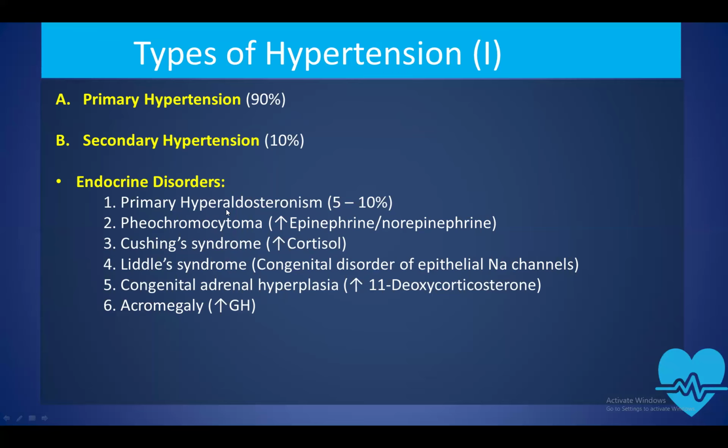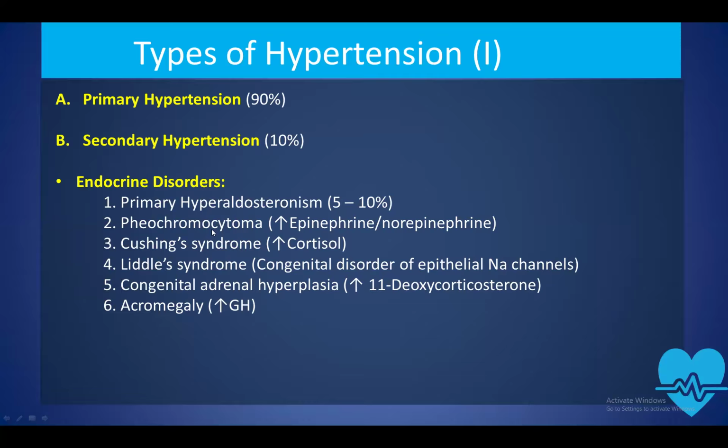Aldosterone causes sodium and water reabsorption in the kidneys that increases blood volume, and when the blood volume increases, the heart pumps more blood, and when the heart pumps more blood, pressure increases.